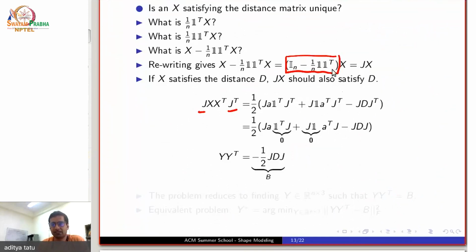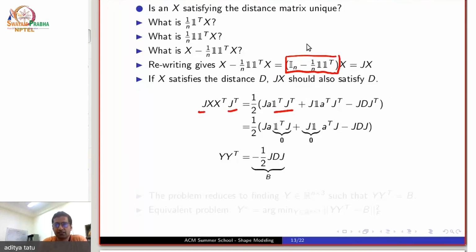It's a symmetric matrix, right? So whether you write it J transpose or J, it doesn't really matter. Okay, so let's just see what happens if I pre-multiply by J and post-multiply it by J or J transpose on both sides. You get this thing: 1 transpose J transpose. What is that going to be?